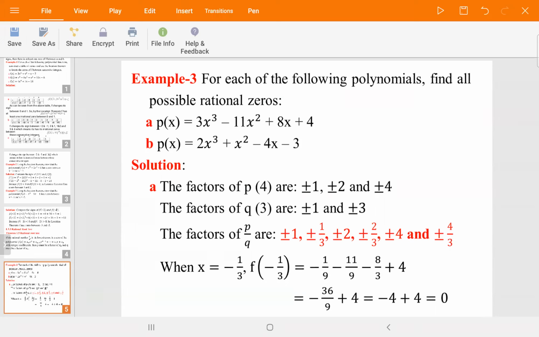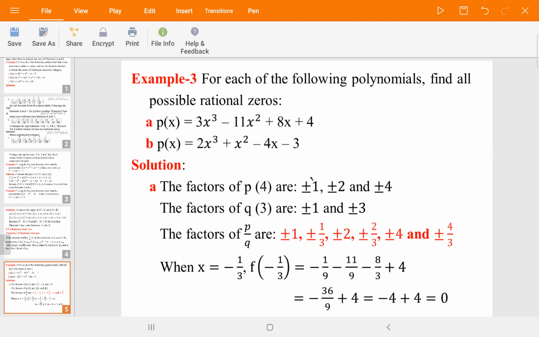Now the factors of P over Q. P over Q, don't forget to put this plus or minus sign before each of the factors of this polynomial. Then form P over Q. What is 1 over 1? It is equal to 1. So the first factor of P over Q is plus or minus 1. Then 1 over 3, plus or minus 1 over 3.